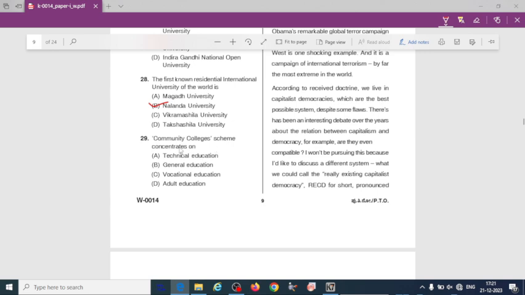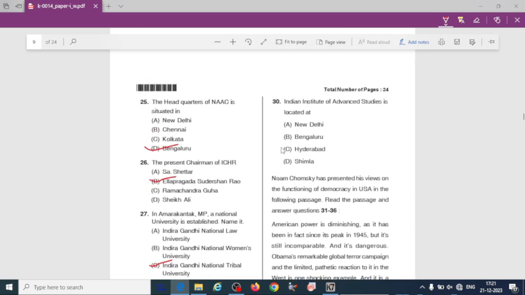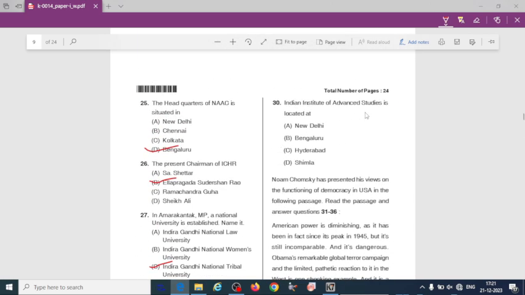Community colleges scheme concentrates on technical, general, vocational or adult education. 29 option C. Vocational education. Indian Institute of Advanced Study is located at New Delhi, Bangalore, Hyderabad, Shimla. 30 option D. Shimla.